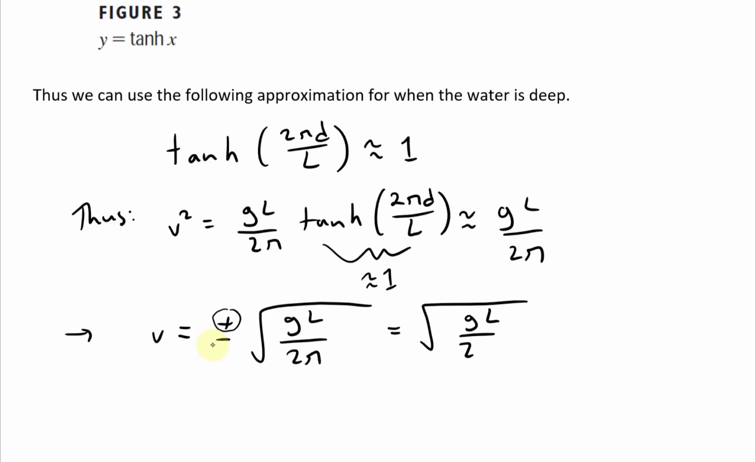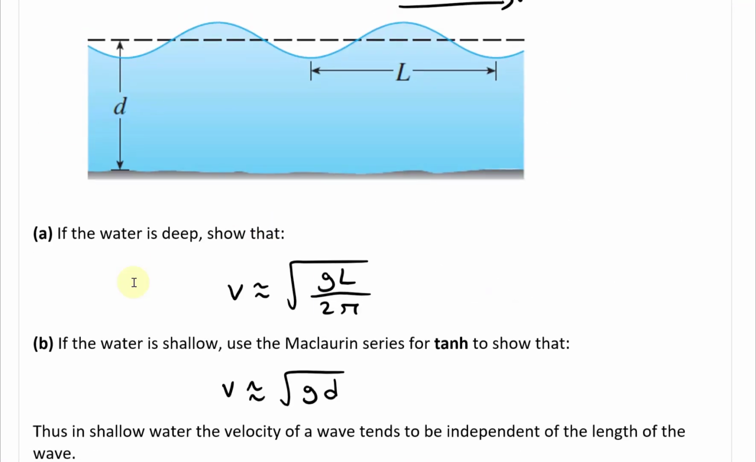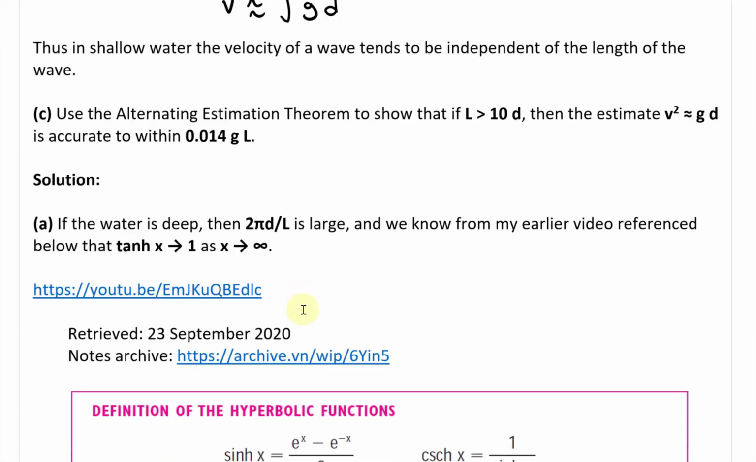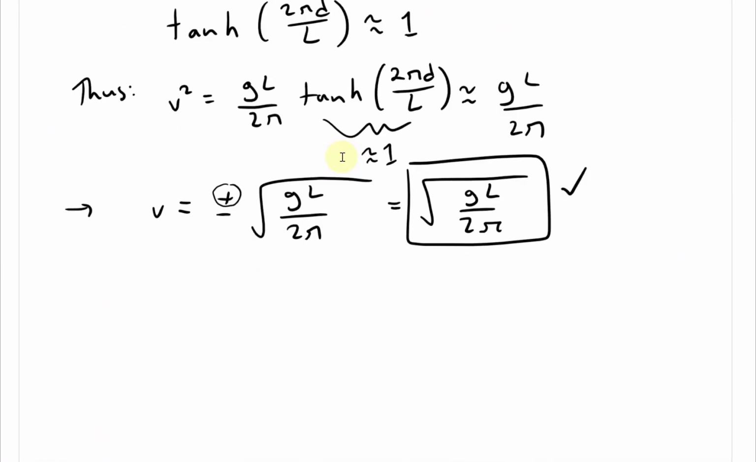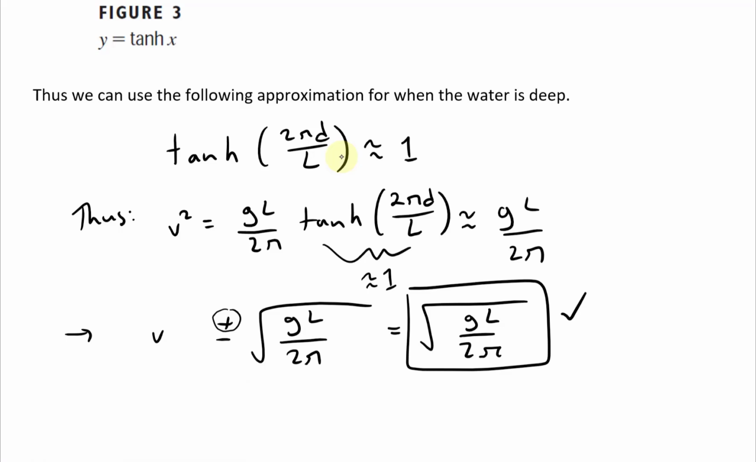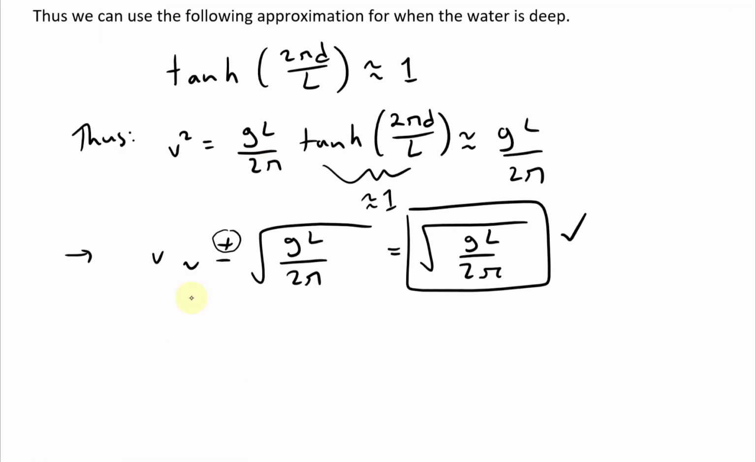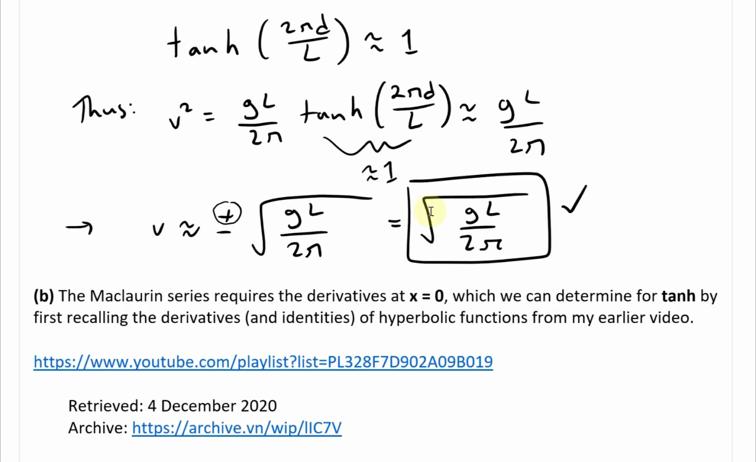So now this equals the square root of GL over 2 pi. Let's write this better and box this out. This is exactly what we were asked to derive. So this is approximately equal to this one over there, the square root of GL divided by 2 pi. And this is actually an approximation, so this is approximately equal to this function there. That is what we have.